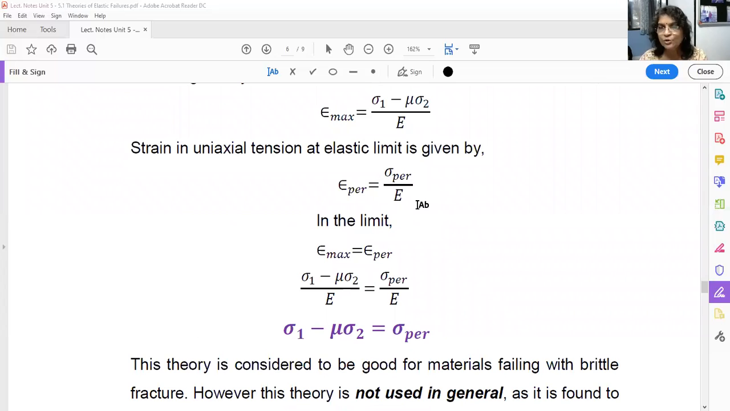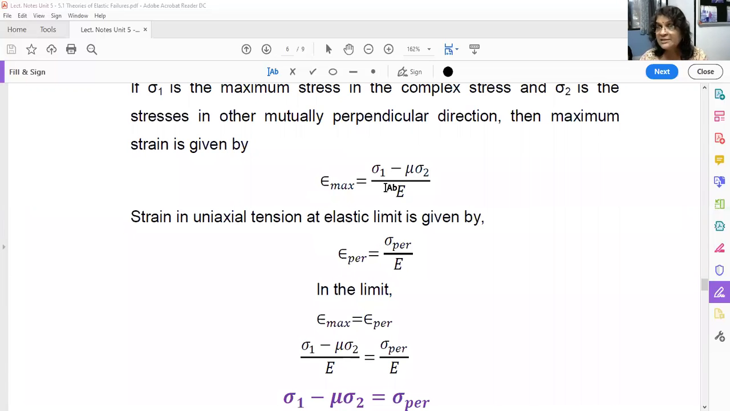So how to find out the strain in complex system? As there are two principal stresses, sigma 1 and sigma 2, strain will be there due to both the stresses. So how to find out this strain? Maximum strain is equal to (sigma 1 minus mu sigma 2) upon E. And when will the failure be occurring? When this epsilon maximum will be greater than epsilon permissible.